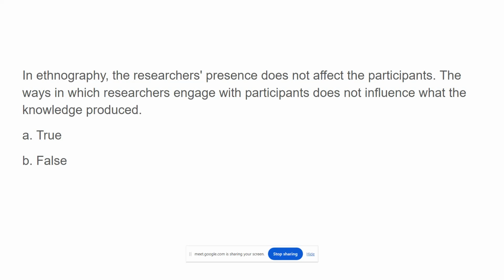Whatever you do, even if you are the most friendly researcher, your presence would make the participant conscious about their activities. You will not be able to observe 100% natural aspects of the participants. You will definitely observe something that you have put an influence on. That is one aspect which you cannot control, obviously, but you should be aware of it. So this is false.